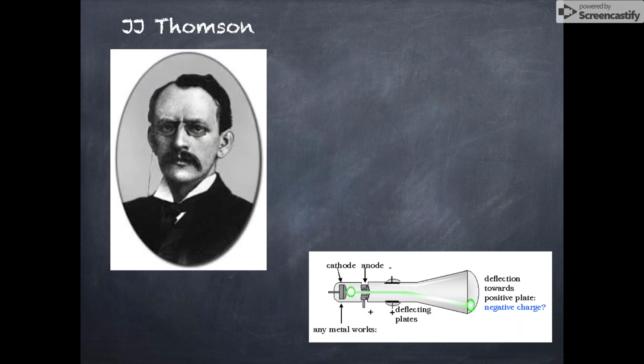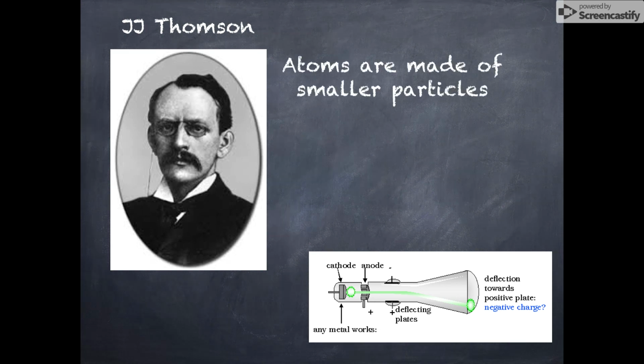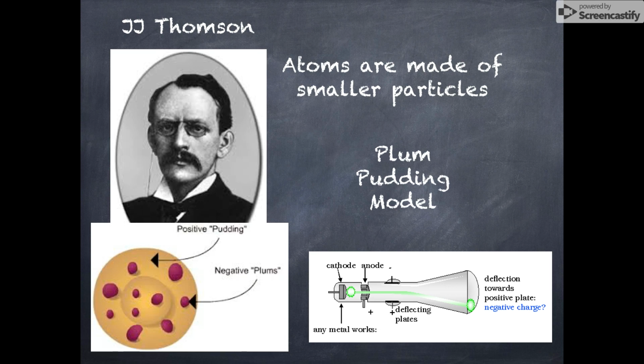So J.J. Thomson comes along and uses an experiment with electrical currents through a vacuum tube to discover these negatively charged particles called electrons. So in fact, he finds out that atoms can be divided into smaller parts, like electrons, and he developed the plum pudding model. So basically, he has these negatively charged plums, or electrons, scattered throughout the positively charged pudding of the atom.